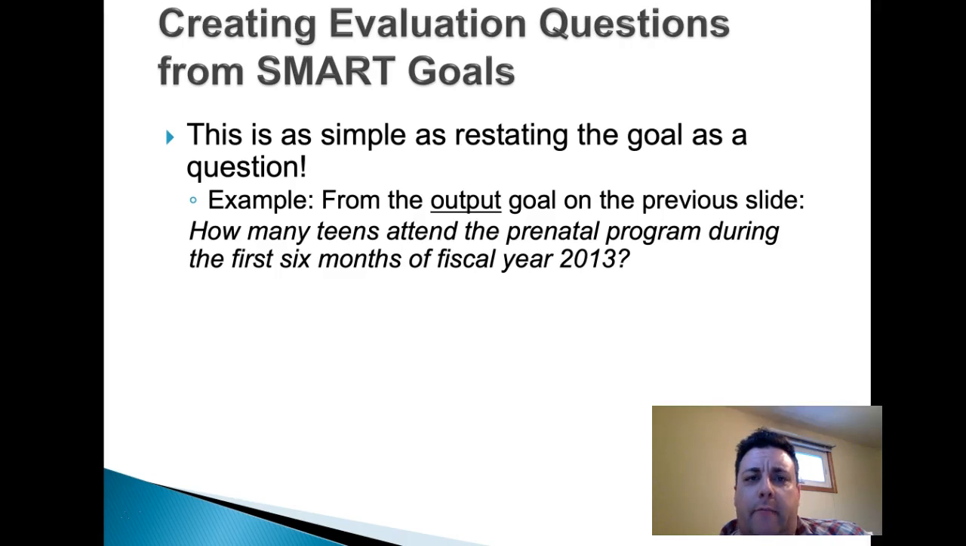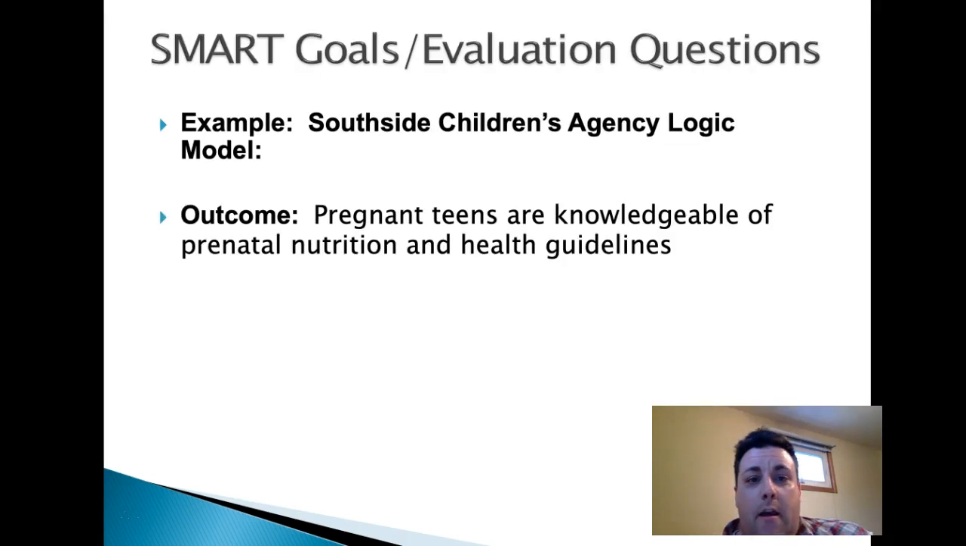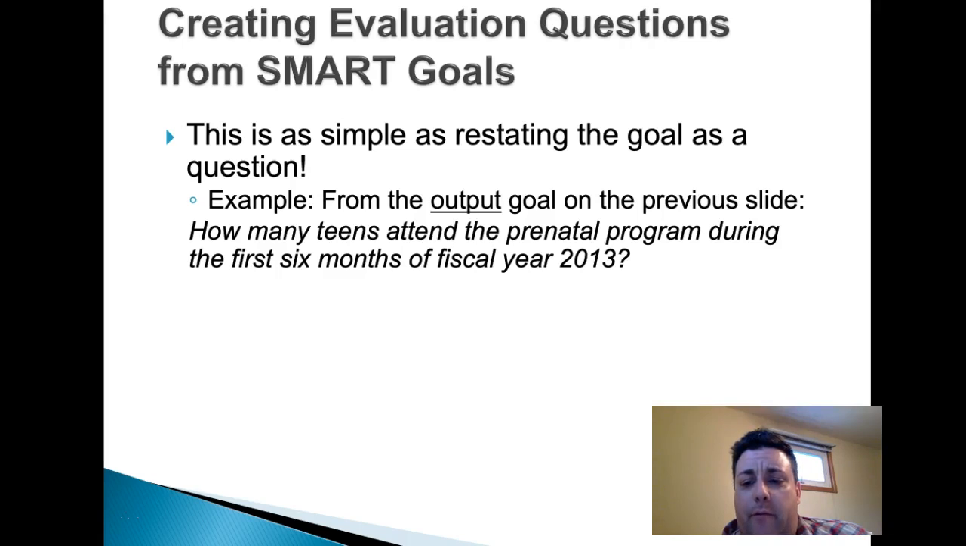So making the leap from SMART goals to evaluation questions is as simple as restating the goal as a question. So for example, we could take the output piece from the previous slide, which was that 200 teens would complete the classes. And we could simply make it into a question and ask something like, how many teens attended prenatal programming during the first 6 months of fiscal year 2013? And we might do that by reviewing agency records or sign-in sheets or something like that. And we would be able to answer that pretty quickly if we had sign-in sheets, right? Or if we had a record of how many books were distributed, right? If the program materials were contained in a book.